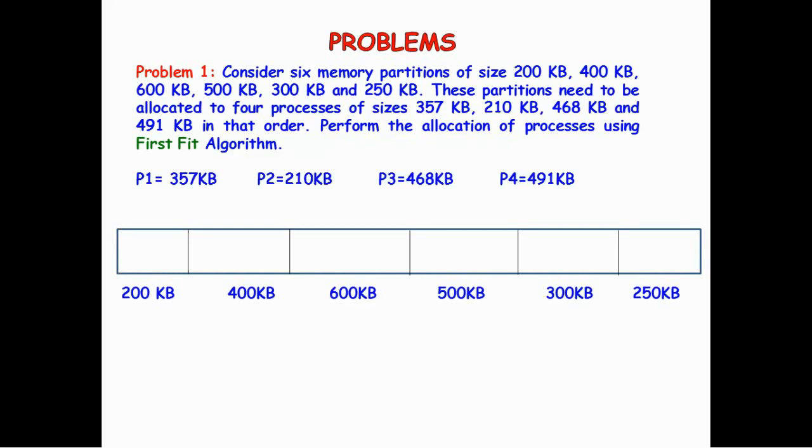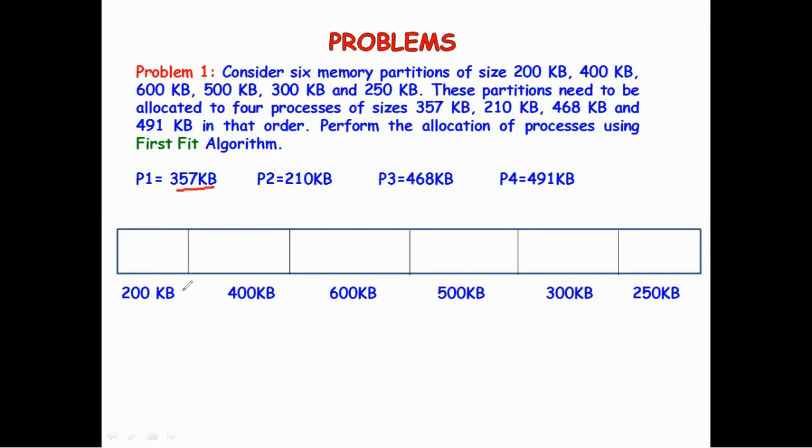Usually, first fit algorithm starts scanning empty partitions serially. And the rule used here is partition size must be greater than or equal to the process size. Now, the size of P1 is 357 KB. It must be allocated a memory partition now. So, the algorithm starts scanning. First 200 KB will be scanned. 200 KB is not sufficient to hold P1 because the rule is not satisfied. Partition size must be greater than or equal to the process size.